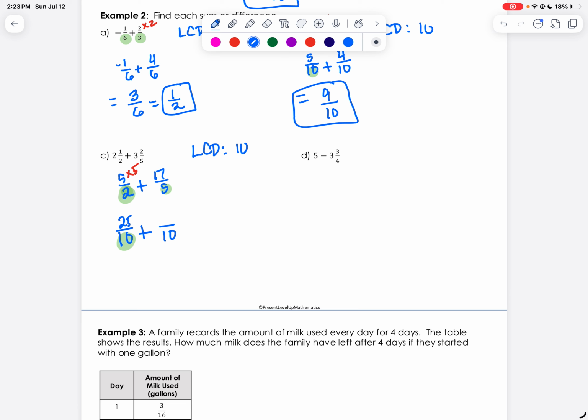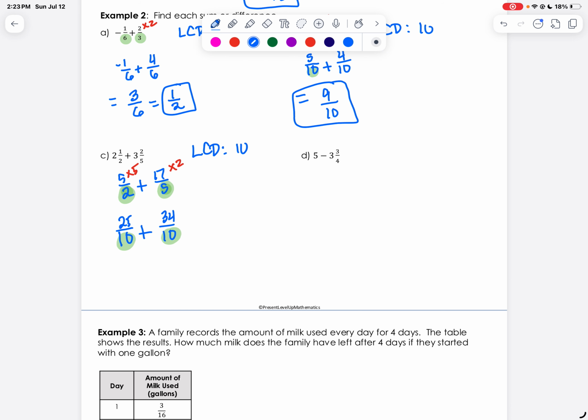Now look at your second denominator. You have a 5. What would you have to multiply 5 by to turn it into 10? Well, hopefully you said 2. So 17 times 2 is 34.